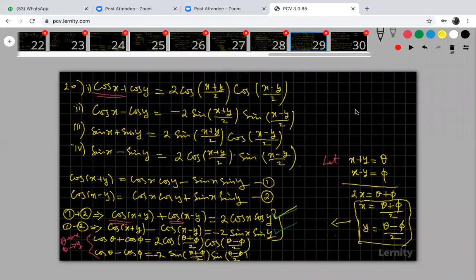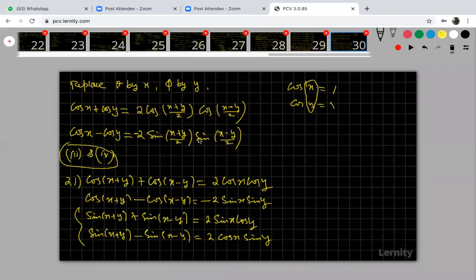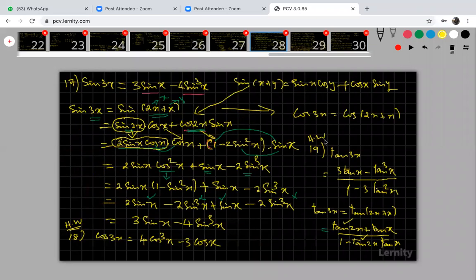Some students ask about the 29th slide. Some students asked about the 30th. This is homework for you. Just a minute, some students are asking some doubts. I will clarify the doubts and finish the class.